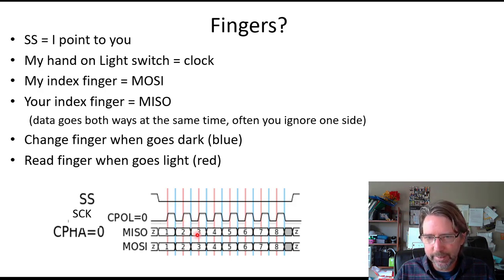Lights go off, set up the next bit. Lights come on, read the next bit. Lights go off, set up the next bit. Lights go on, read the next bit, and so forth. So we're using this to know when to set up data and when to read the data. We don't have to agree on the timing ahead of time, so it's flexible that way.